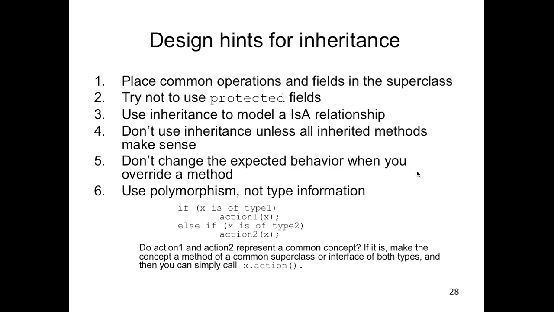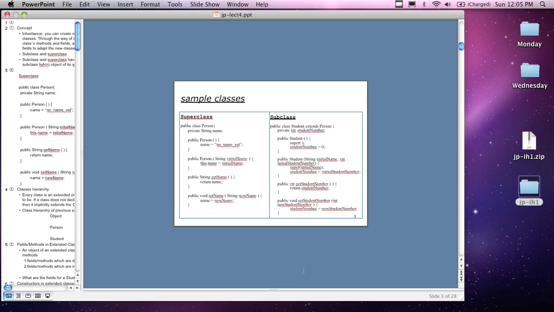Don't change the expected behavior when you override a method. If it's to print something, it should still print something instead of getting something. Or use polymorphism, not type information. So you don't want to get the type, you want to use the polymorphic stuff. And let's forget that little example on the bottom.